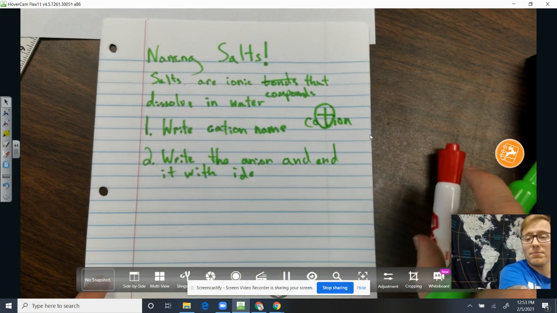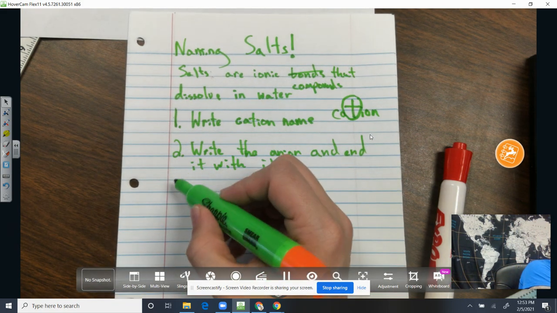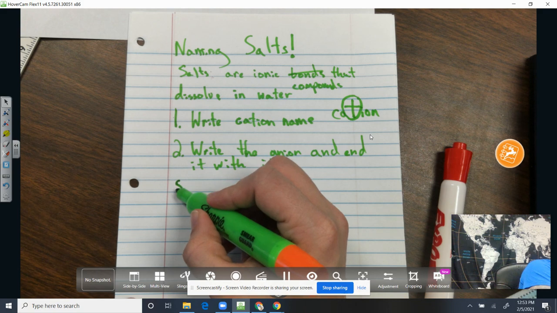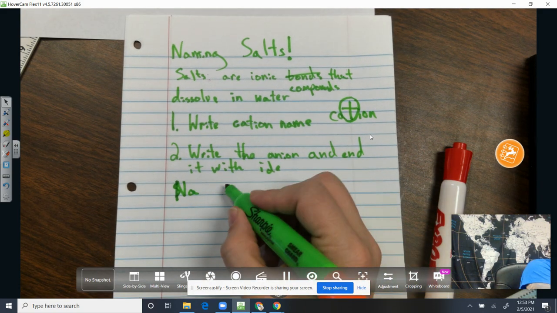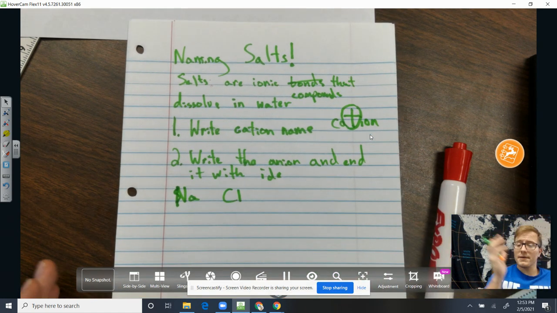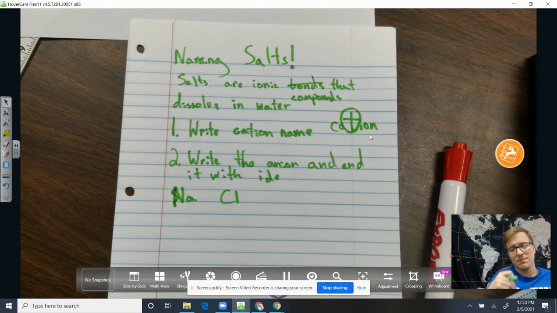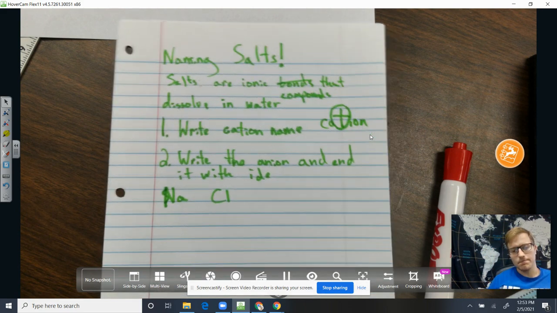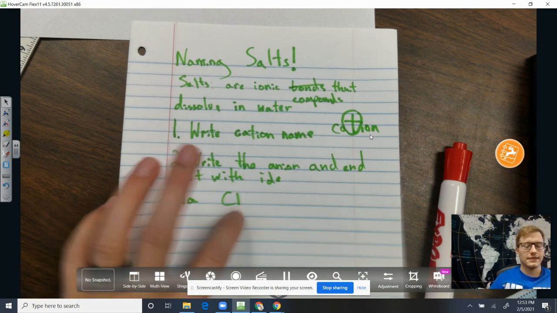Now let's do an example of this. Let's say you have 2 materials reacting. Sodium, Na, and chlorine, Cl. This is common household salt. You eat this every day. Usually it's had some iodine sprinkled in, but that's the government giving us free medicine. Thanks, government. So we have Na and we have Cl.